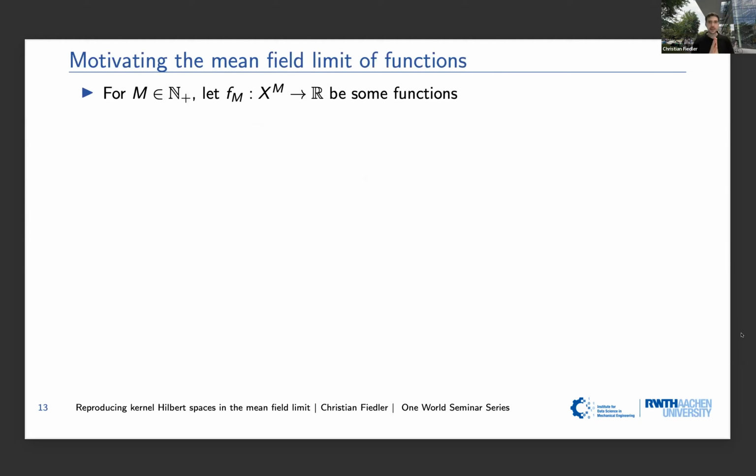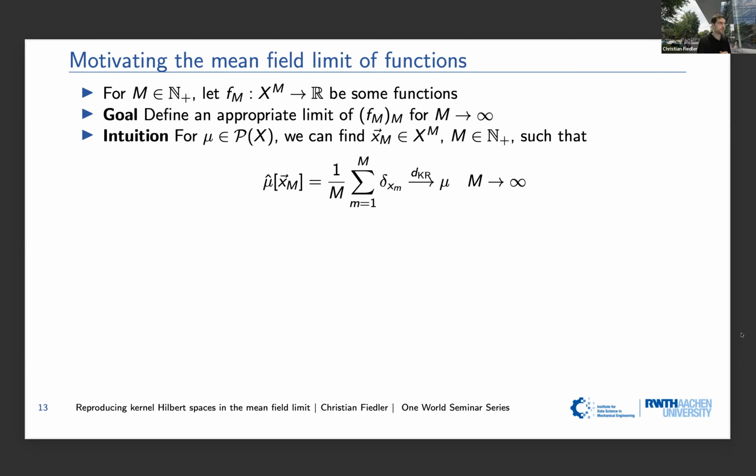Okay, so let us motivate the mean field limit of a sequence of functions by giving some intuition. Suppose we have a collection of functions f_m, where m is the number of inputs from X. Our goal is to define an appropriate notion of limit of the sequence of functions. Here's some intuition. Fix one Borel probability measure. Then we can find a sequence of empirical measures with an increasing number of atoms going to infinity, so that these empirical measures converge to this fixed measure.